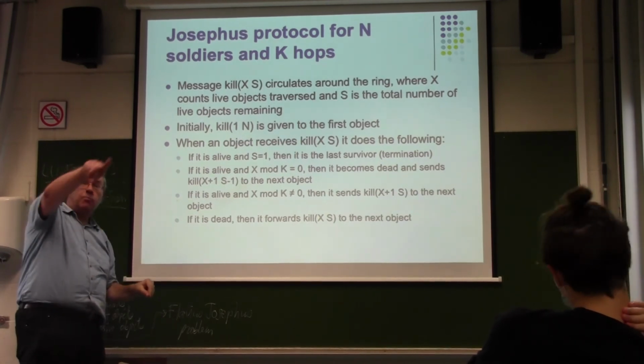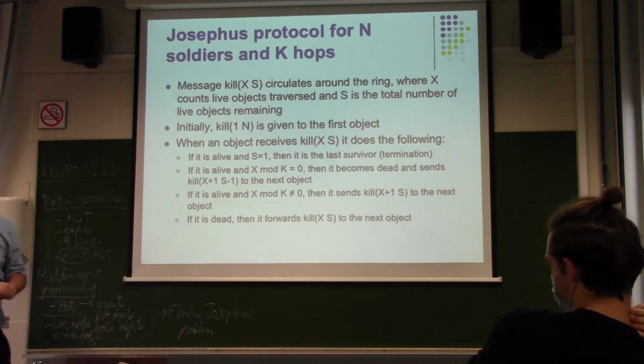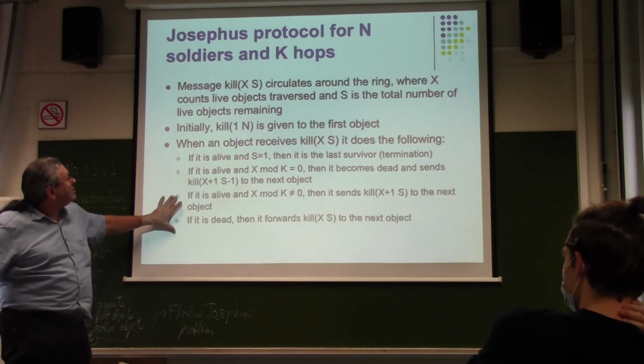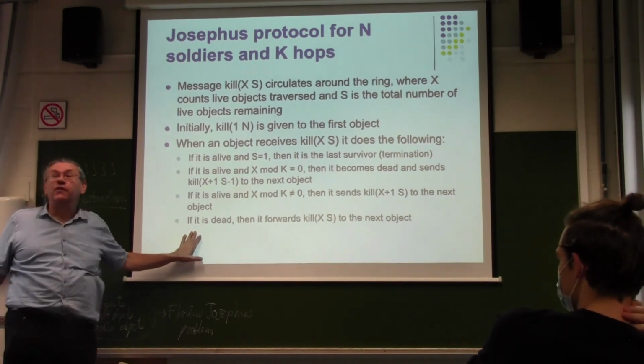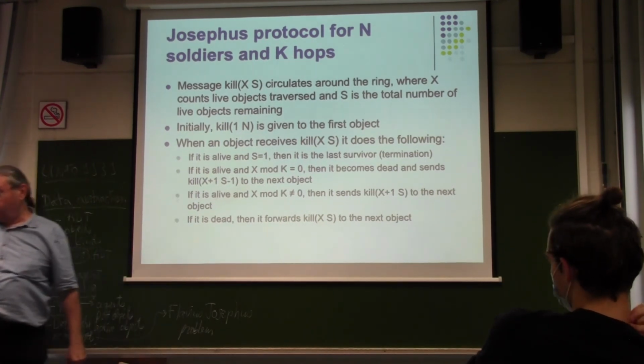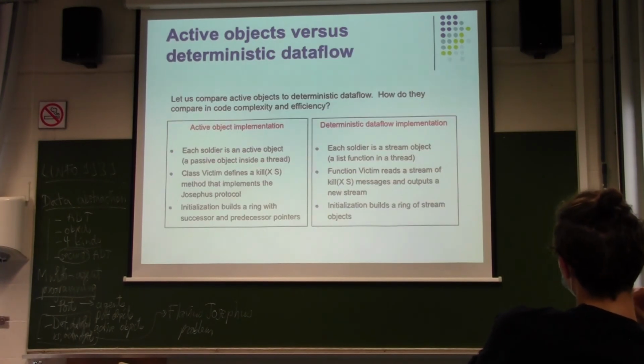So we have this topology of n objects, okay? Now, I want to show you a deterministic data flow program for this, and I want to show you an active object protocol for this, okay? So I'm going to show you 2 pieces of code, okay?